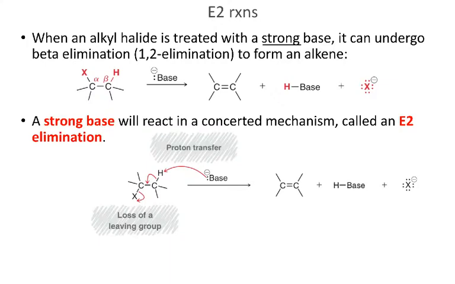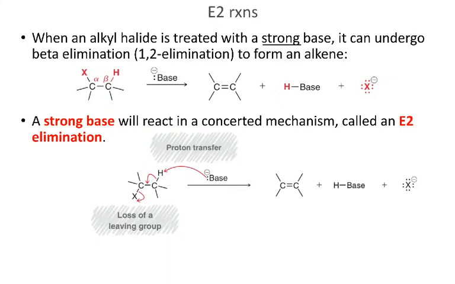So when an alkyl halide is treated with a strong base, it can undergo beta elimination, where we're removing the halogen and then we're removing a hydrogen on one of the beta carbons. And a strong base will react in a concerted mechanism called an E2 elimination. In another video, we'll look at another type of elimination called an E1 elimination. But much like the SN2 reaction, an E2 reaction is a concerted mechanism. So we have two things going on at the same time.